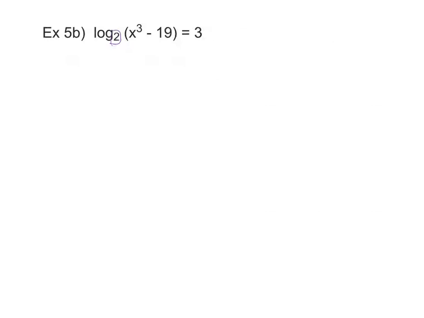Since I have the base, I'm going to take this 2 and bring it around town. So I end up with x cubed minus 19 is equal to 2 to the 3rd power. So your base is your base, always. So you have this base to the exponent of 3 equals x cubed minus 19. So now we just clean it up and solve it. So I have x cubed minus 19 equals 8.